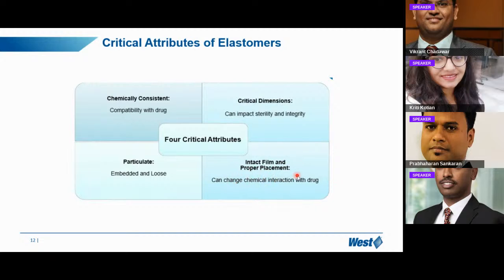Intact film and proper placement matter, as they can change chemical interaction with the drug. Like I said, if your drug is very acidic or very basic in nature, it can interact with your stopper and produce some kind of leachable or extractable, which is not good for your final dosage form. That should not happen. So these are the four critical attributes while selecting a proper rubber closure for your parenteral drug administration.